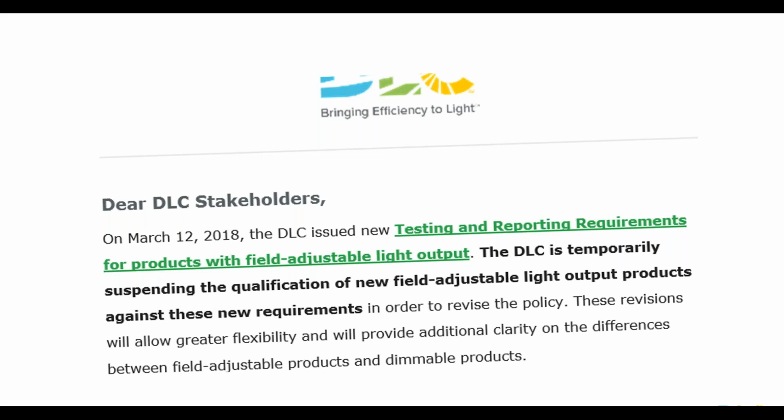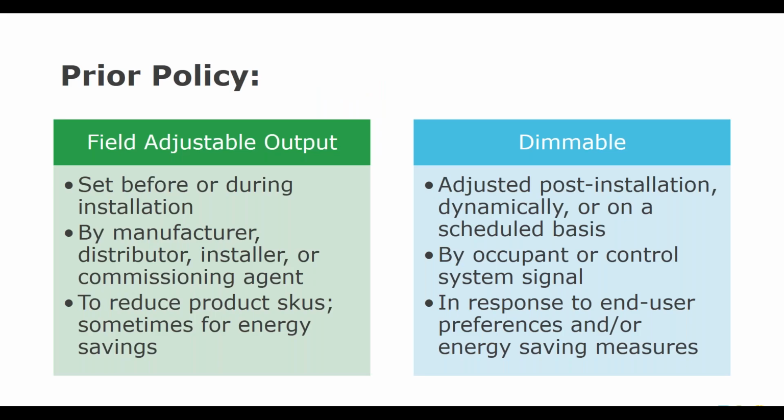As we were starting to review the first of these products that were attempting to be qualified with us, that provided this field adjustable light output feature, we very quickly realized we needed to go back to the drawing board and improve it. I want to talk a little bit about why. The prior policy had proposed that field adjustable light output is different from traditional dimming. And what makes it different is kind of who makes the adjustment and when that adjustment is made.